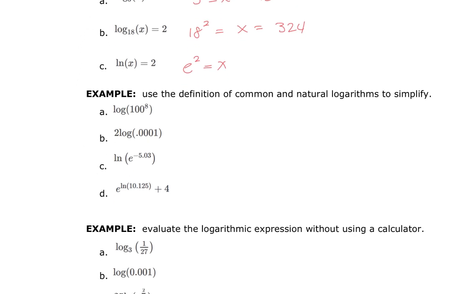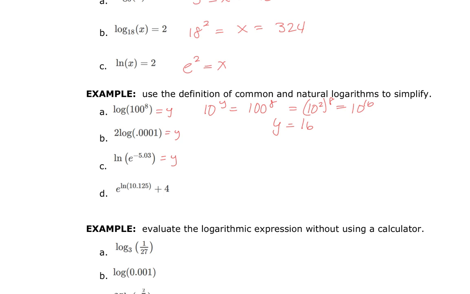Now I'm going to use the definitions of common log and natural logs to simplify. Right now I don't have anything here, so I'm going to put these as y just to make my life easy. I'll talk about that last one in a minute. So I'm going to have 10 to the y is equal to 100 to the 8th, but 100 to the 8th is 10 squared to the 8th, which is just 10 to the 16, so y is equal to 16.